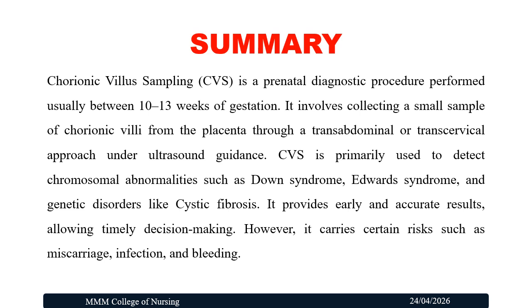Summary. Chorionic villi sampling is a prenatal diagnostic procedure performed usually between 10 to 13 weeks of gestational age. It involves collecting a small sample of chorionic villi from the placenta through a transabdominal or transcervical approach under ultrasound guidance. CVS is primarily used to detect chromosomal abnormalities such as Down syndrome, Edwards syndrome, and genetic disorders like cystic fibrosis. It also provides early and accurate results, allowing timely decision making. However, it carries certain risks such as miscarriage, infection, and bleeding.